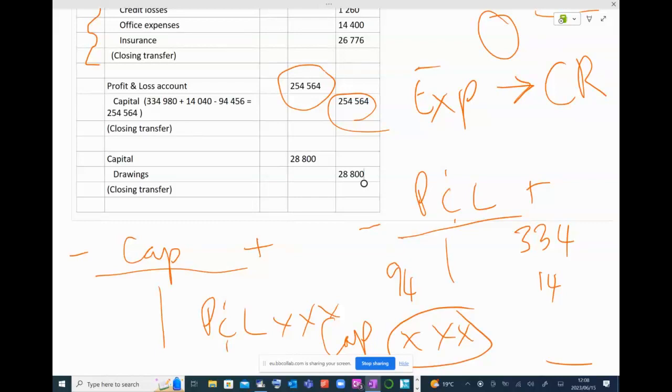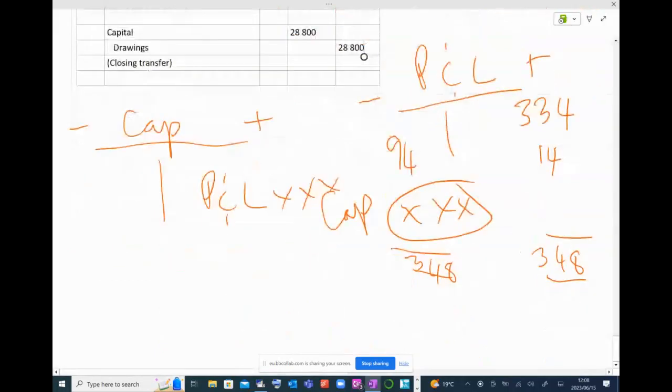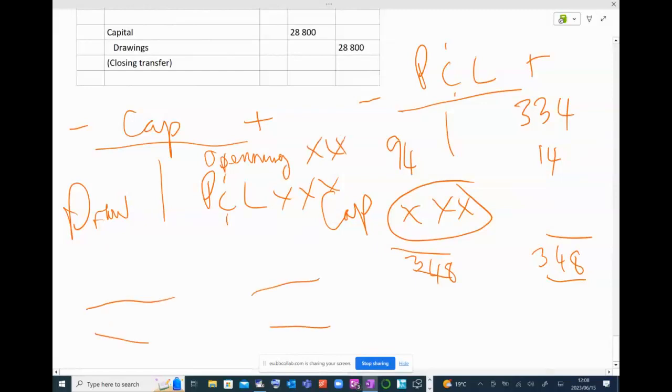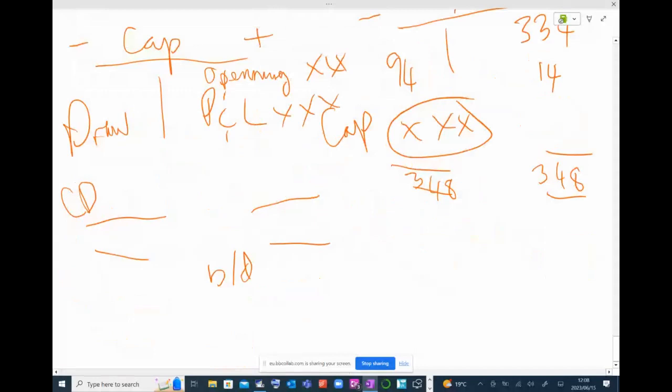If you were doing the post-closing trial balance, you would then have a new balance on your capital. Because remember, drawings would be here, and you would have had your opening balance for capital. So you would obviously now have a new capital balance. And there you would do carried down and brought down. And then you use your new capital balance in the post-closing trial balance.